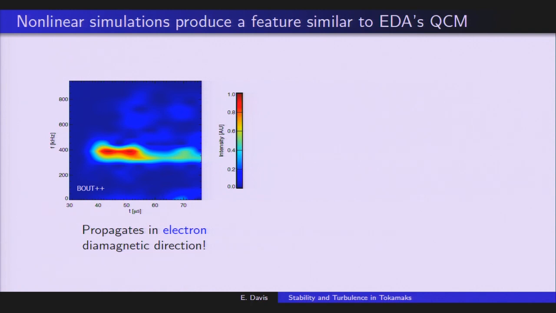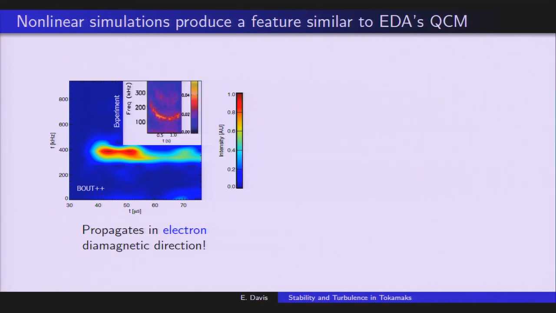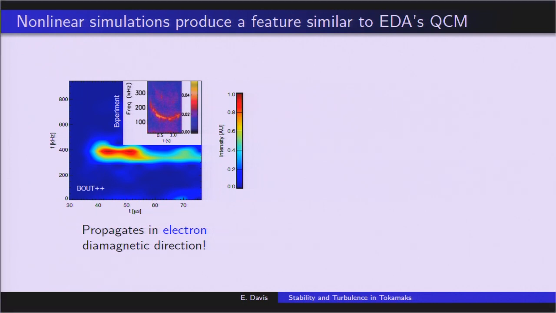And you see a lot of features that are actually very similar to what we observe experimentally. In particular, we have this power spectrum here. And you see this nonlinearly driven, relatively coherent oscillation around 400 kilohertz. And it propagates in what we call the electron diamagnetic direction of the plasma. And this is very reminiscent of what we see experimentally.